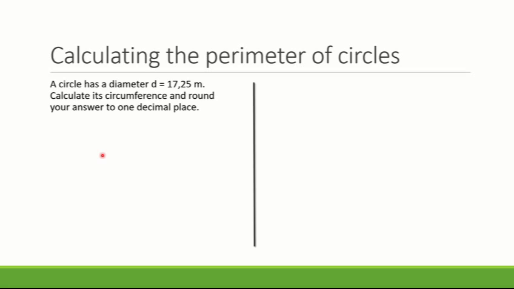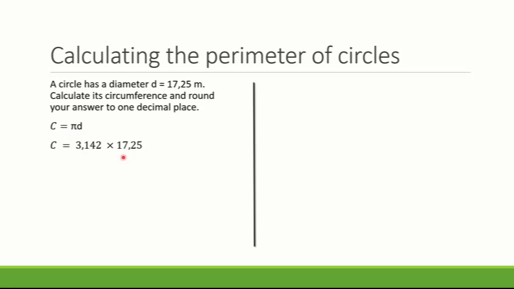Let's have a look at an example. We have to work out a circle that's got a diameter d of 17,25 meters. We have to calculate its circumference and then round the answer to one decimal place. So let's start off by writing the formula we're going to use. Remember, C is the circumference, pi is for pi, and D is for the diameter. We're using this one as opposed to the other one because we've got the diameter, so that'll be so much easier.